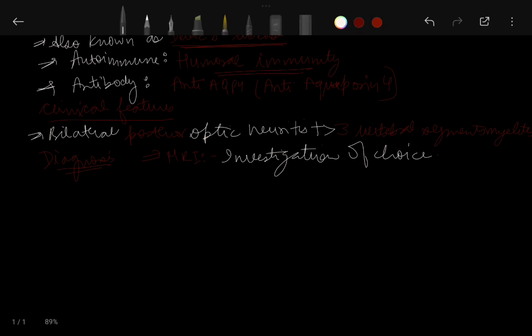And the anti-AQP4 antibody test is positive in this case.